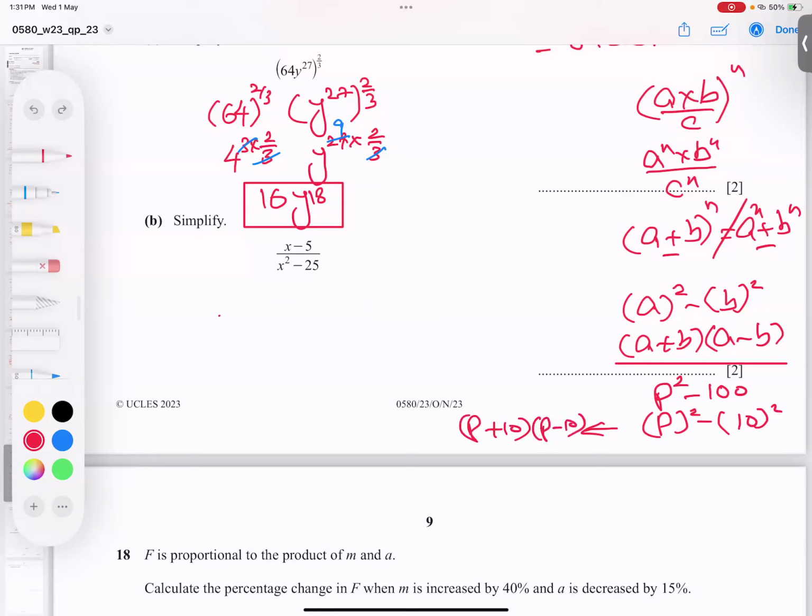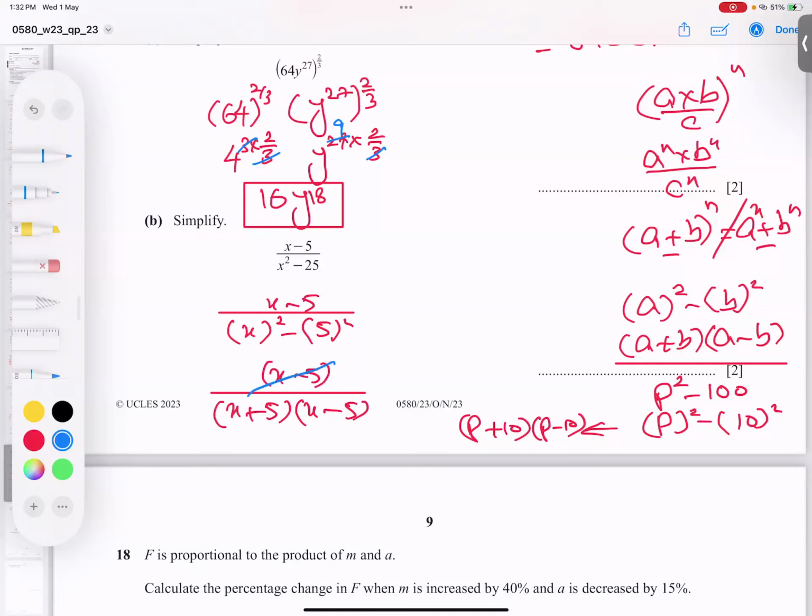Apply the same story to the denominator. So what I can say, square of x and square of 5, and what I can apply, x plus 5 add, and x and 5 subtract. Upper part, no change. This cancels out, and finally I get 1 over x plus 5.